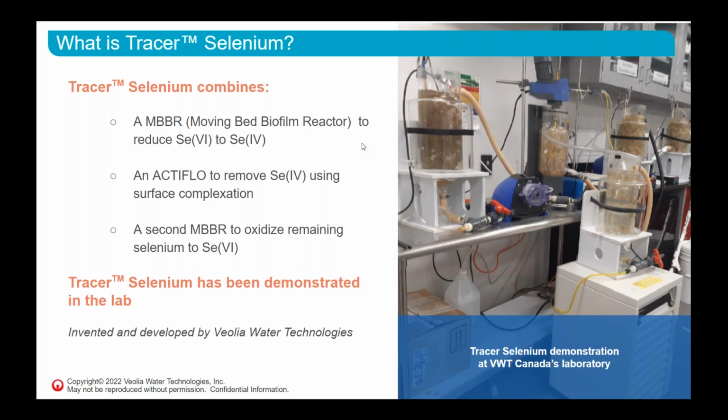Once the biological reduction is completed, it goes through an Actiflo, which is a ballasted flocculation for removal of selenites using surface complexation. And then there's a second MBBR to remove any remaining selenium to selenate. Here you see 3 reactors because in that particular project we had some nitrification to do upstream of all this. So it was nitrification, denitrification, and metal reduction followed by oxidation.